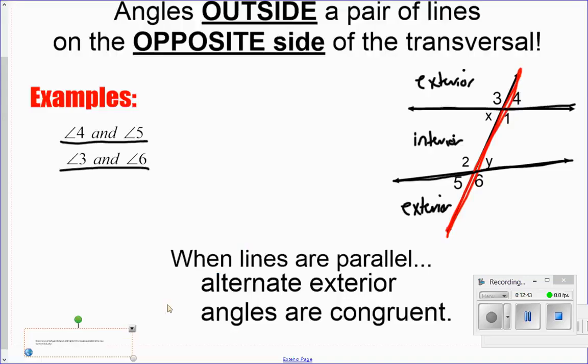Okay. So, again, all of those, the three that we just talked about, alternate interior, alternate exterior, and corresponding, they're congruent when the lines are parallel. In the next video, we'll take a look at the angles that are supplementary when the lines are parallel.